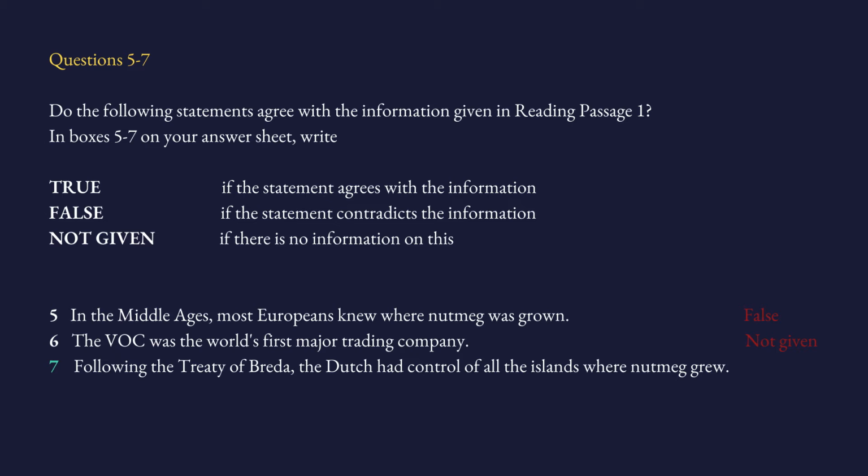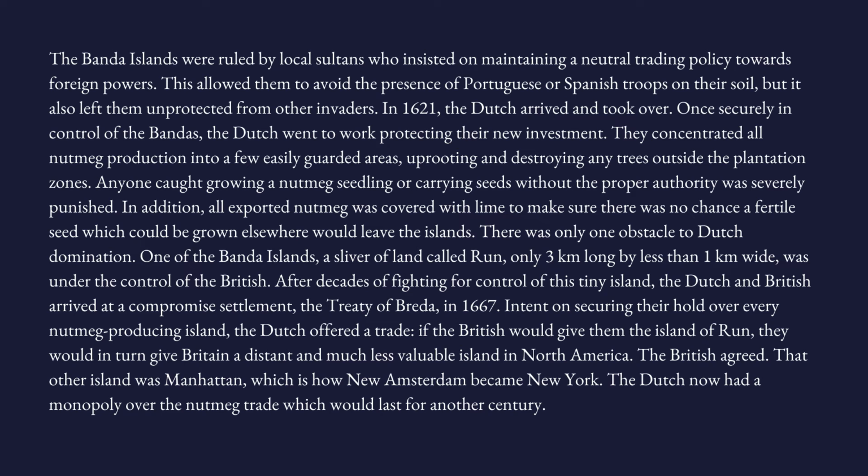Question number 7. Following the Treaty of Breda, the Dutch had control of all the islands where nutmeg grew. What are the keywords? Treaty of Breda, Dutch, control, islands, nutmeg, and grew. So we are looking for these keywords. And the answer is in paragraph 5. Look, we have Treaty of Breda. We have securing their hold over every nutmeg producing island. So clearly the answer is here.